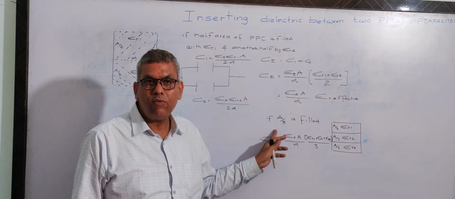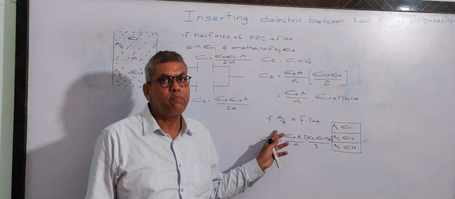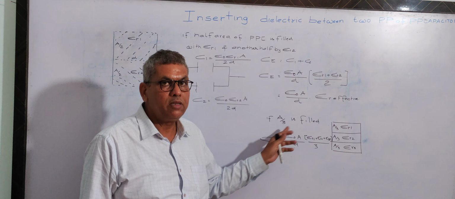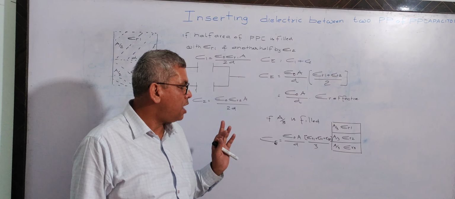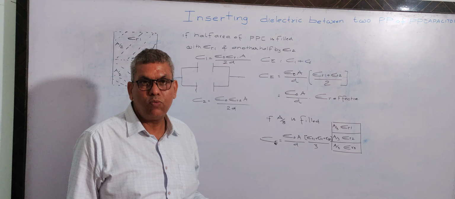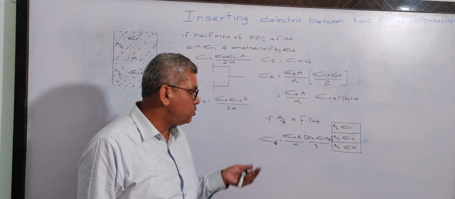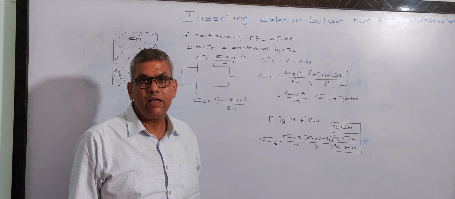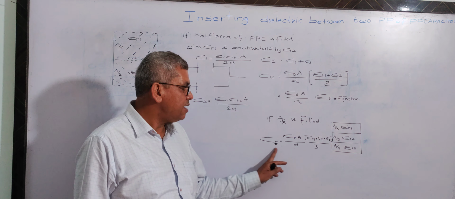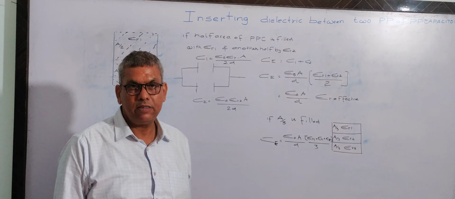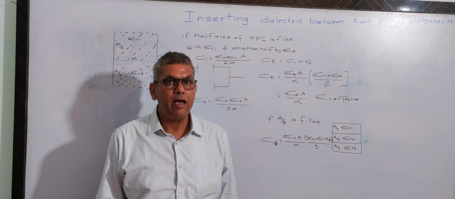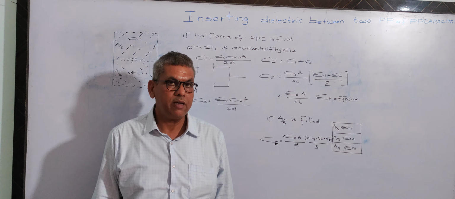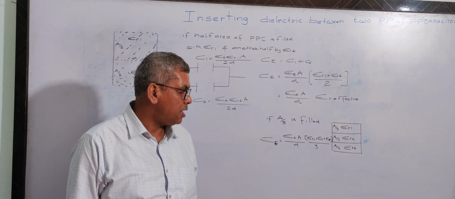Now if one third of the area between the parallel plates of the capacitor is filled with epsilon r1, the next one third area by epsilon r2, and the last one third area by epsilon r3, then I can say the effective capacitance is epsilon naught A by D times epsilon r1 plus epsilon r2 plus epsilon r3 divided by 3.